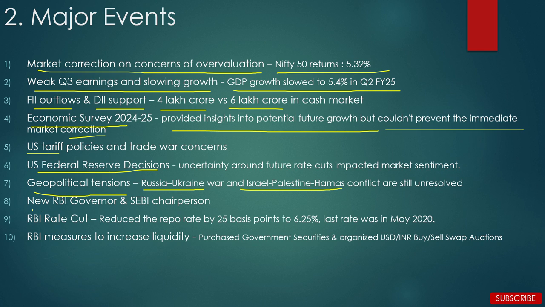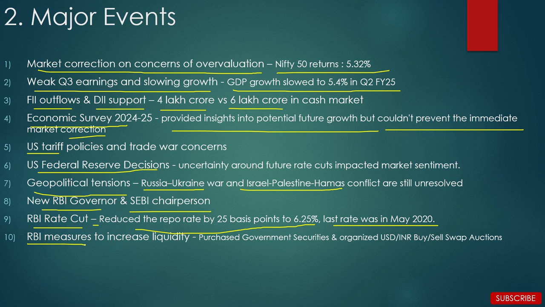Another major event was that the RBI got a new governor and the SEBI got a new chairperson in the last financial year. RBI rate cut was another major event, with RBI reducing the repo rate by 25 basis points to 6.25%. And this was the first rate cut in almost 5 years. The previous rate cut was in May 2020. So much needed rate cut here.